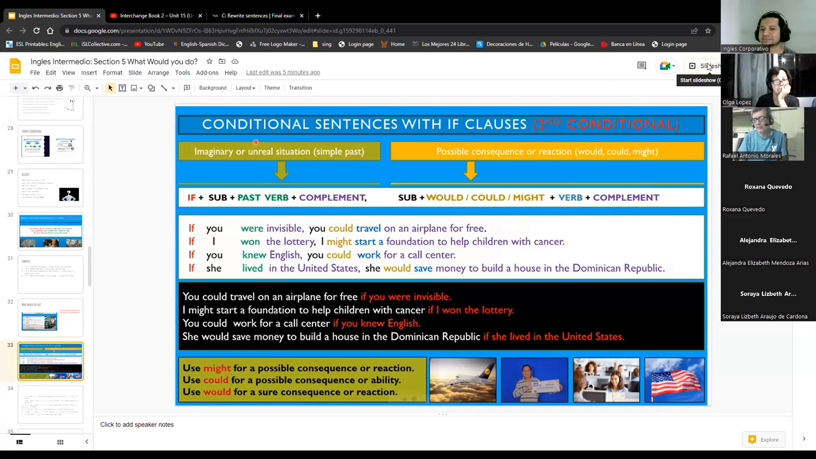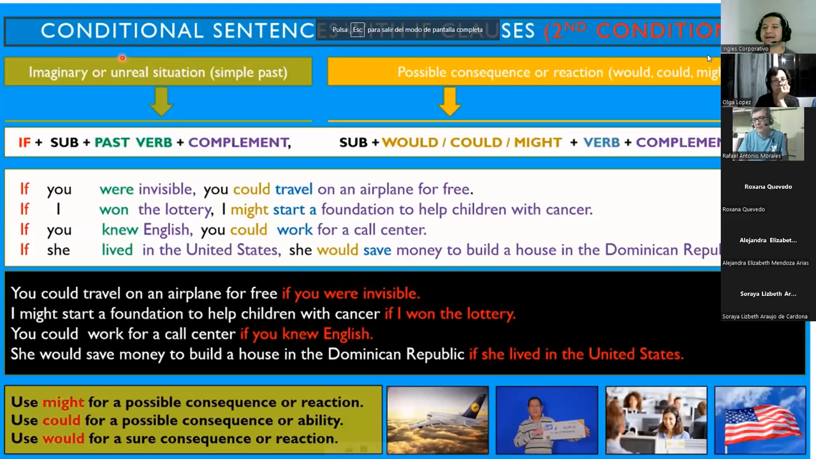Let's see. Alejandra, you will help me read this, right? Solo para que quede bien claro, esta es la fórmula. This is the formula, right? The order. As you can see, red is if, right? Subject, past verb, and then complement. The first part, if you were invisible, and then subject, would, could, or might, the modals. It's in yellow. The verb is in blue, and then the complement is in purple.